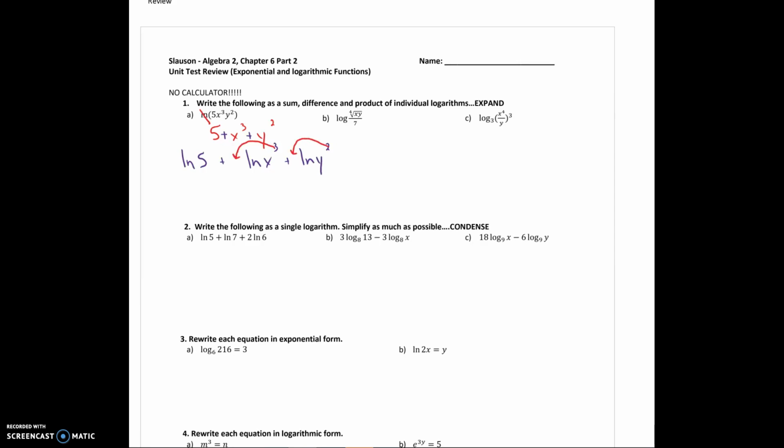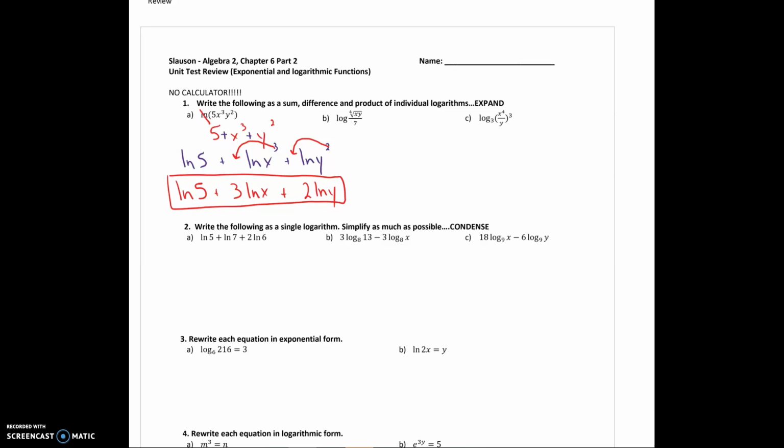So when you're done, the final answer is the natural log of 5 plus 3 times the natural log of x plus 2 times the natural log of y. And now you've expanded this as three terms that are connected by a sum with addition. Okay? All right, the next problem, so B.